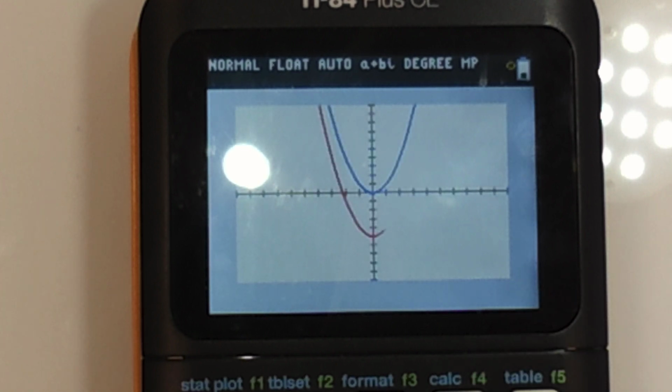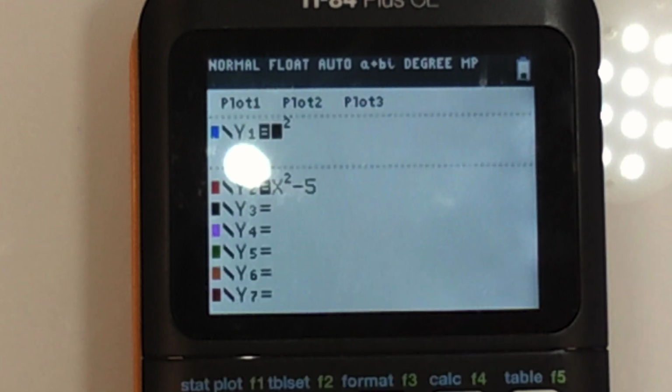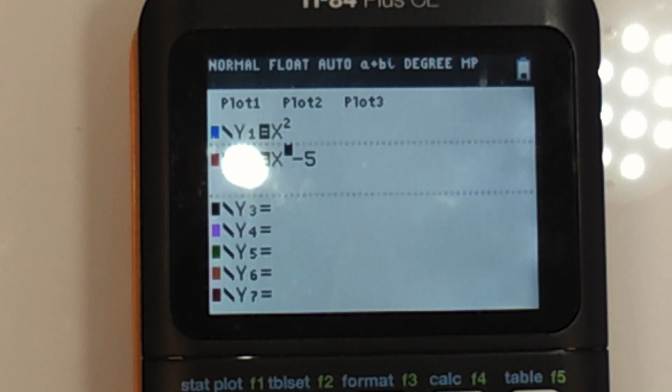There's the original. There is the one with the -5 on it. So it appears that adding and subtracting moves things up and down, right? But will it always move things up and down? In this situation, I added or subtracted after the x squared. Are there other places I can add or subtract numbers in an x squared function that is going to make a difference?